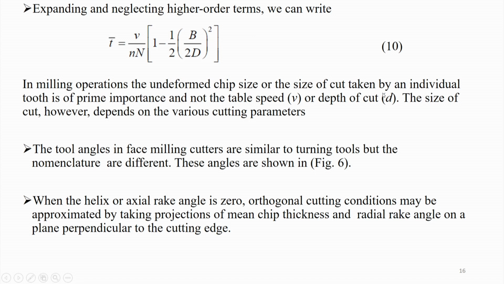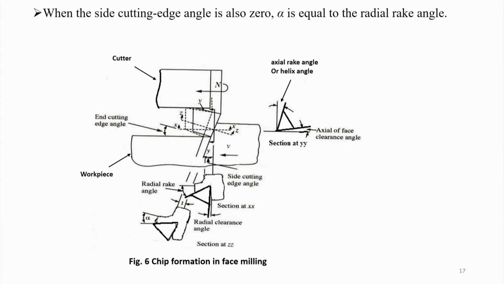When the helix or helix rake angle is 0, orthogonal conditions can be approximated by taking projections of mean chip thickness and radial rake angle on a plane perpendicular to the cutting edge. That means when the side cutting edge angle is 0, alpha is equal to the radial rake angle. So, here we are showing the nomenclature.